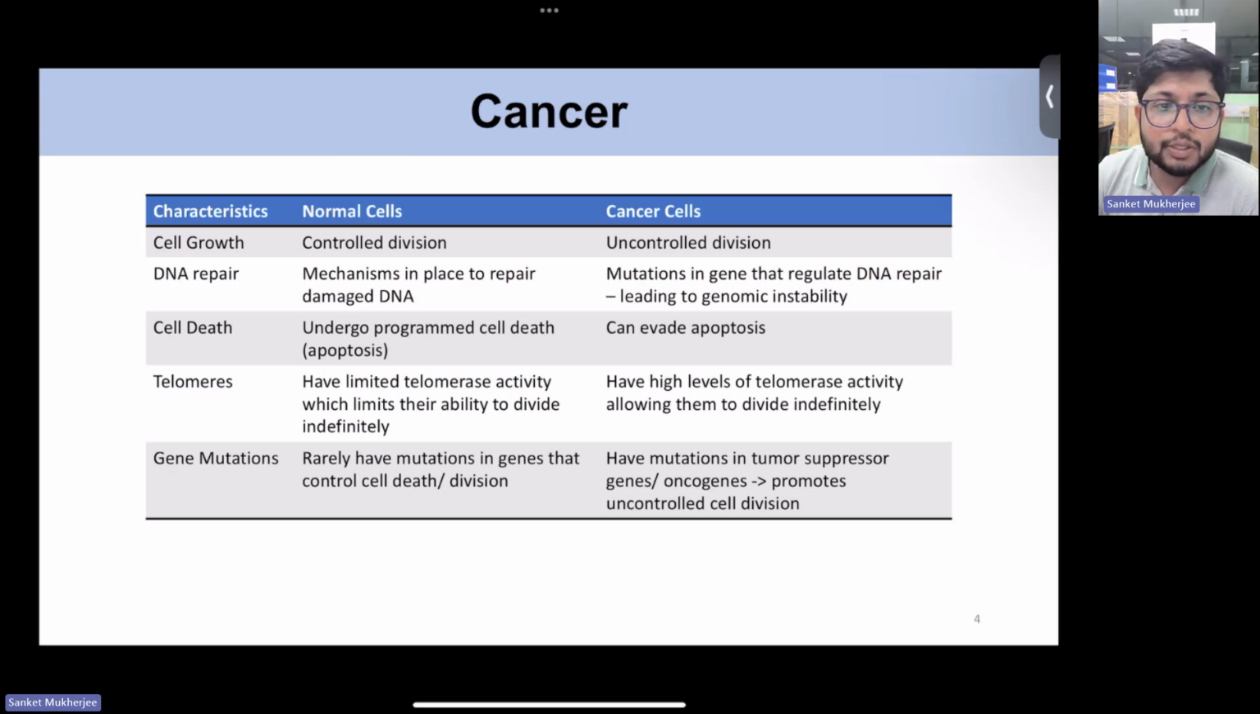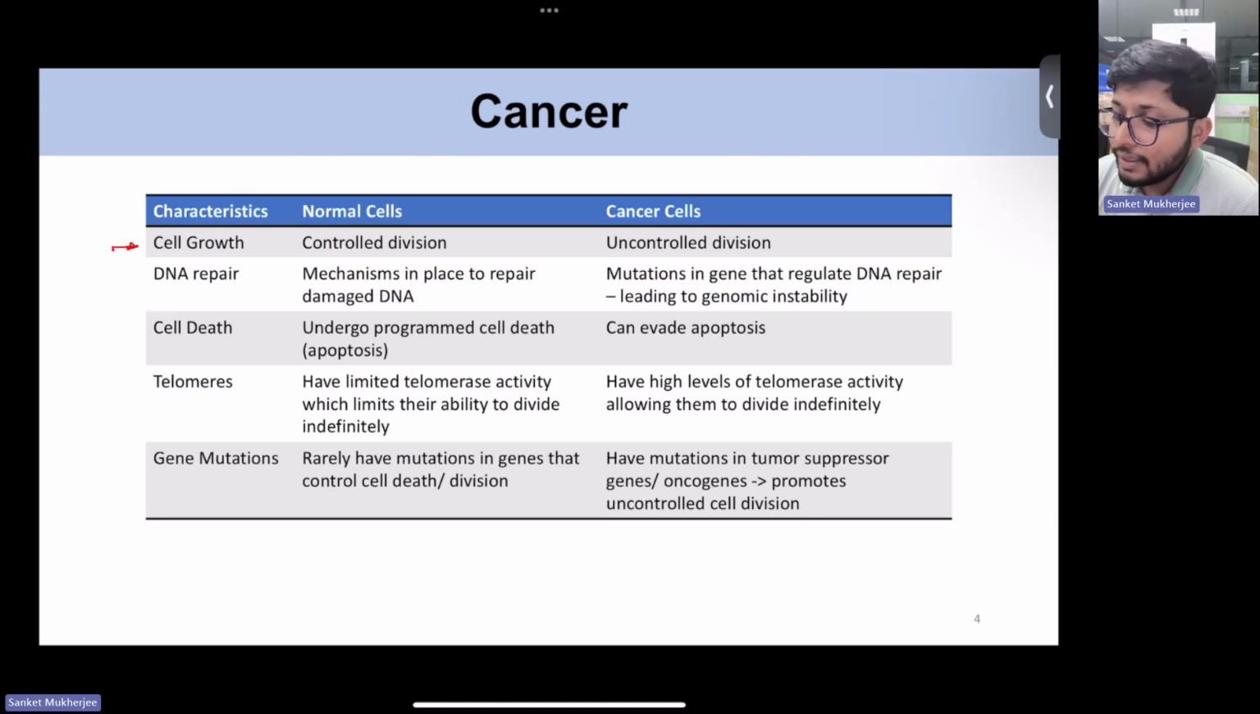This table gives you a list of characteristics and what is different between a normal cell and a cancer cell. For example, in terms of cell growth, normal cells have a controlled division, whereas cancerous cells have uncontrolled division. In case of DNA repair, there are mechanisms in place which work to repair damaged DNA. Whereas in cancerous cells, there are usually mutations in the genes which regulate this DNA repair pathway, which leads to genetic instability and more errors.